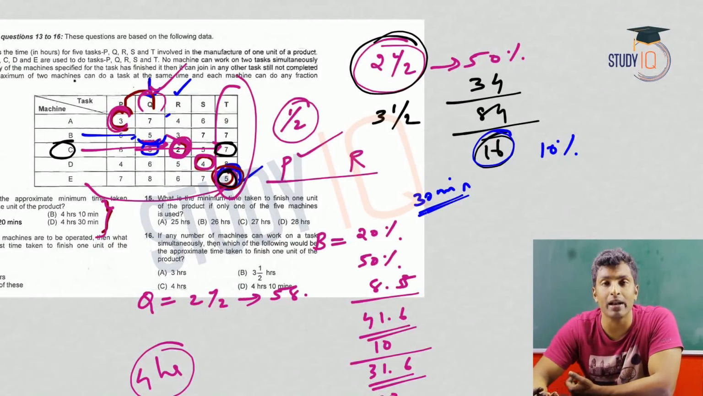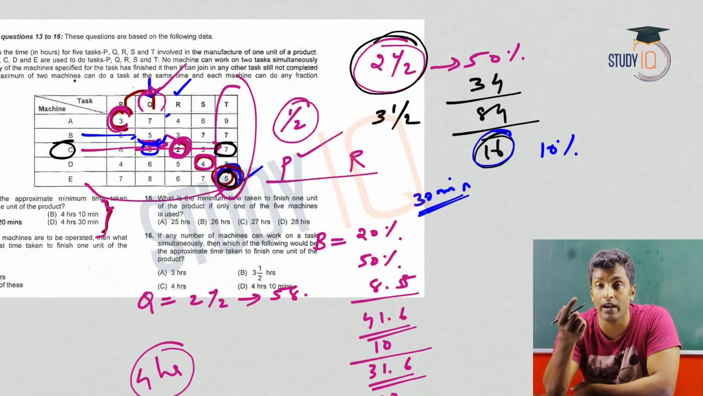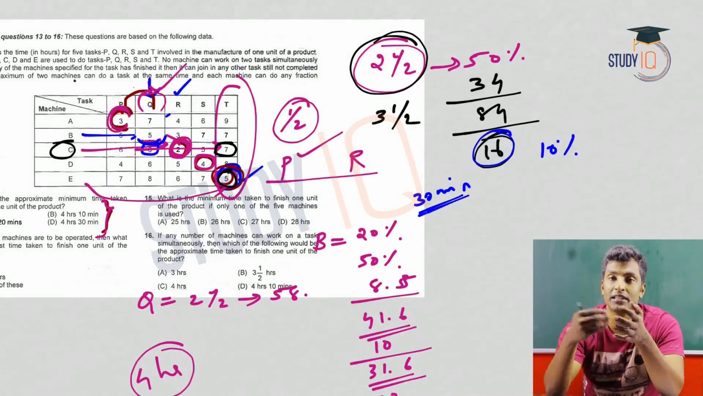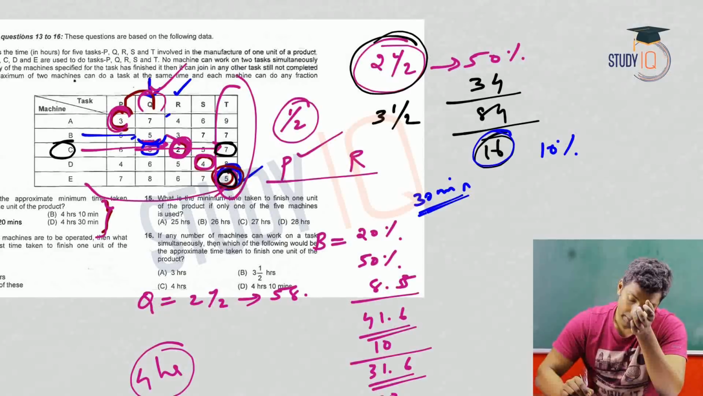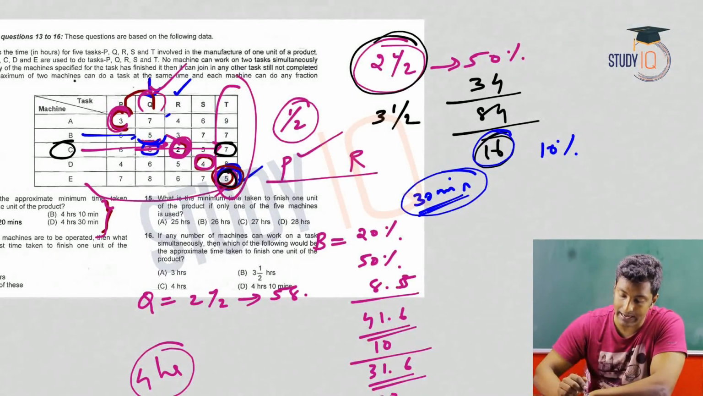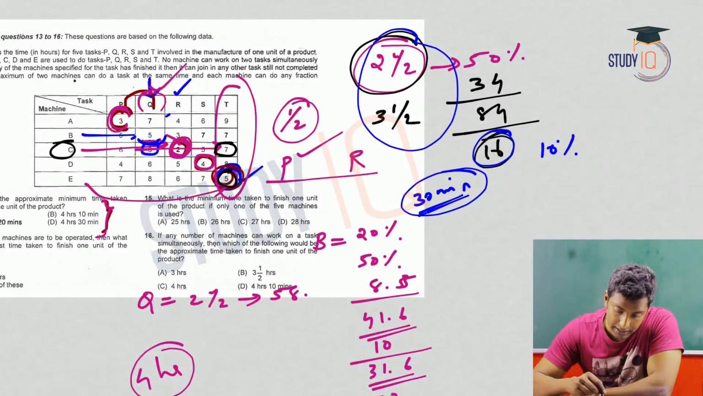E can do 10%, and C can do more than 7% in half an hour. In 1 hour, 14% means more than 7%. Obviously, this work will be completed in less than 30 minutes, so we can take it as 30 minutes. Okay. So this task is completed in 4 hours.